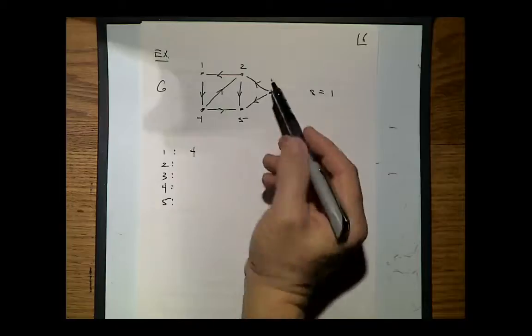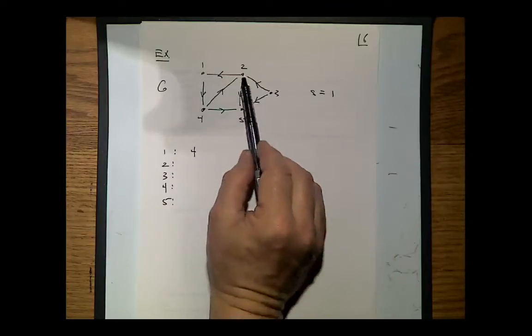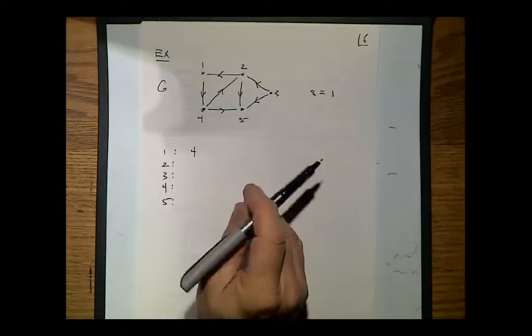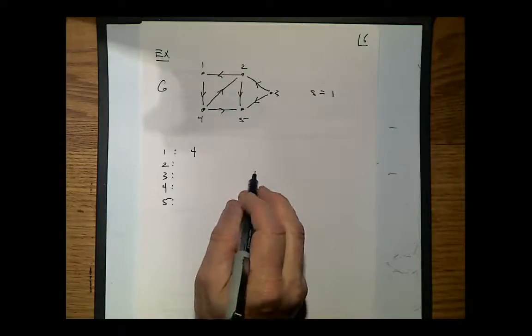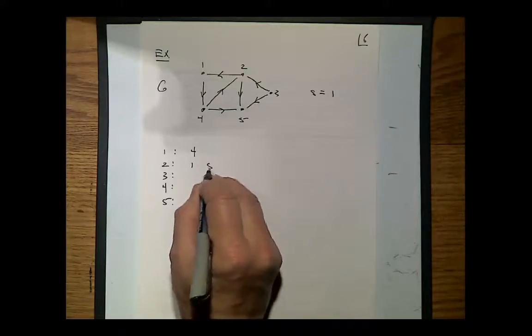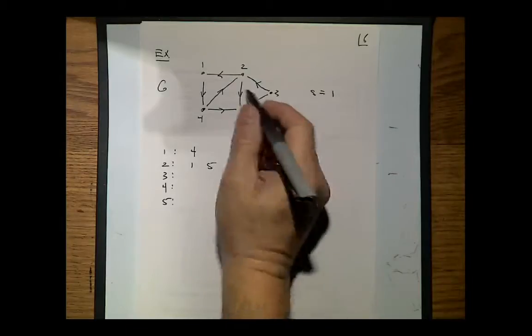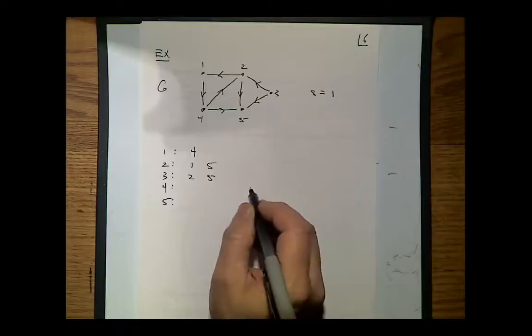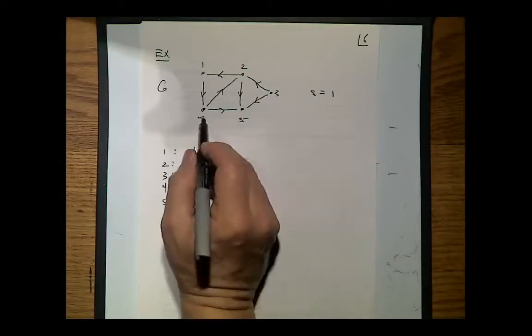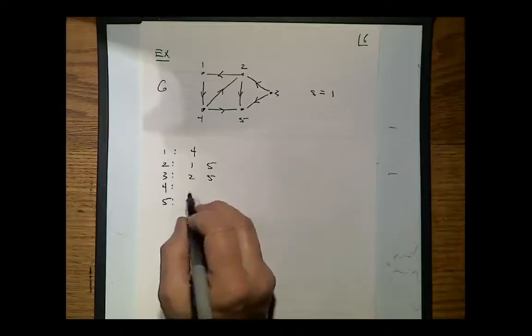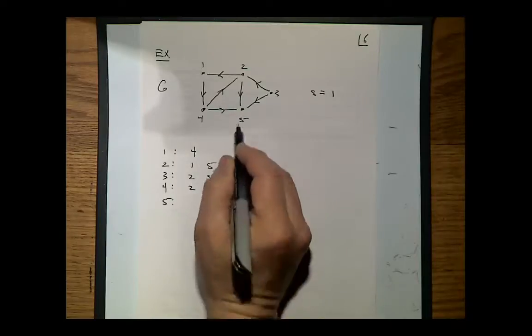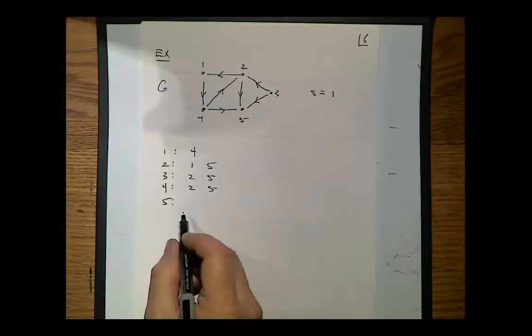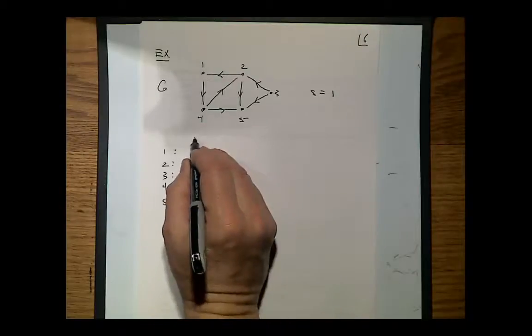How about 2? There are 2 outgoing edges from 2. They go to 1 and 5, respectively. What about 3? 2 outgoing edges to 2 and 5. And what about 4? Outgoing edges also to 2 and 5. And what about 5? No outgoing edges at all. So no edge has 5 as origin. So its adjacency list is empty.